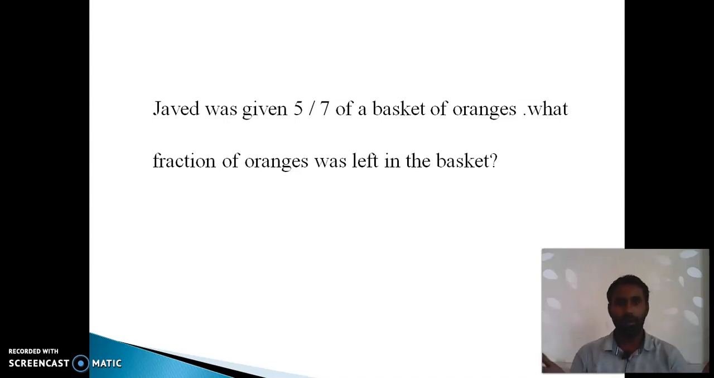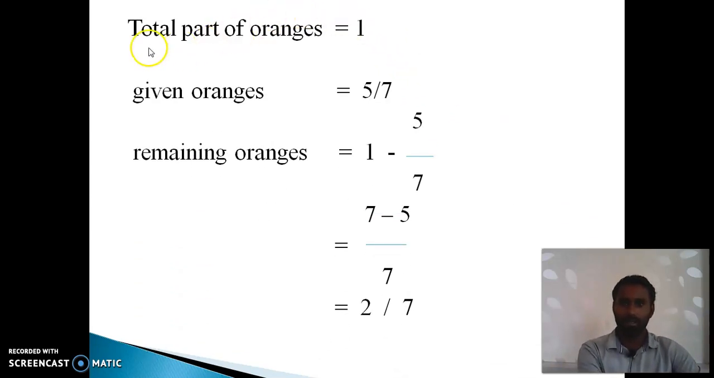So the total part, initially it will be full of oranges. That is called one part. Totally it's called 1, right? So look at the solution. The total part of oranges will be 1. The given oranges are 5 by 7. So the remaining oranges will be 1 minus 5 by 7, right?